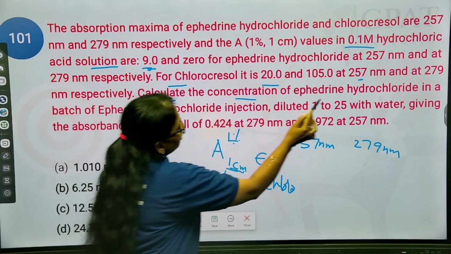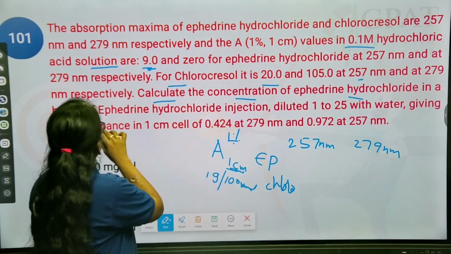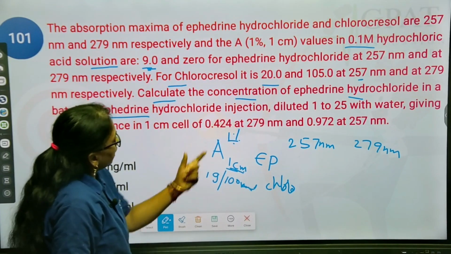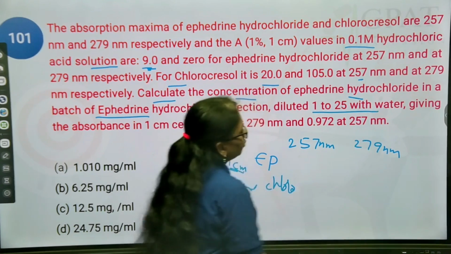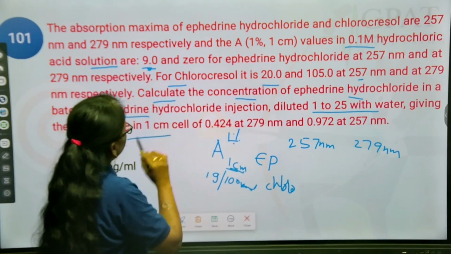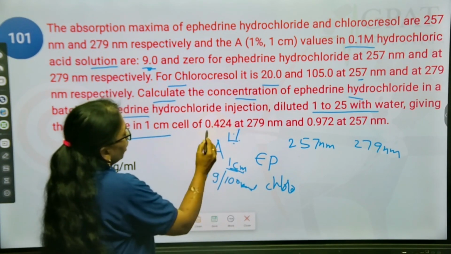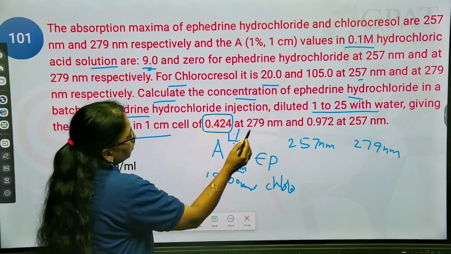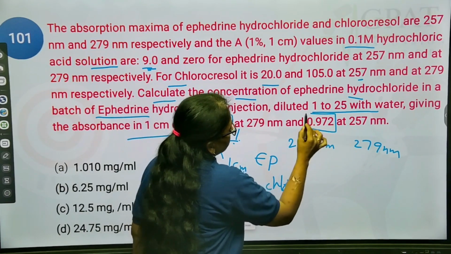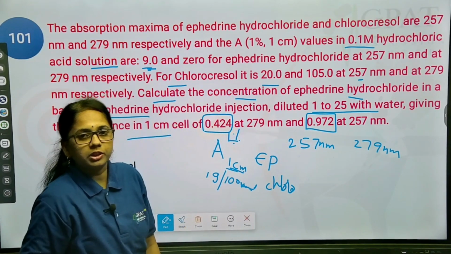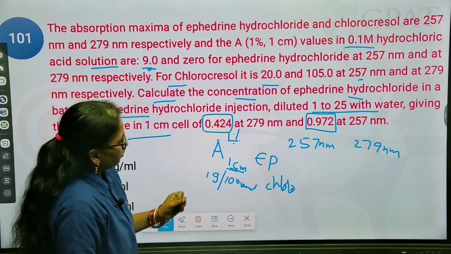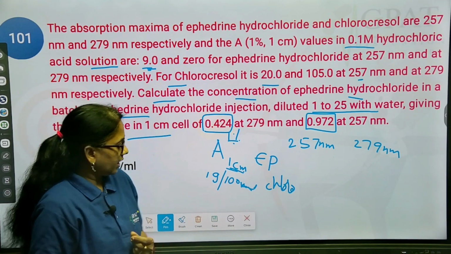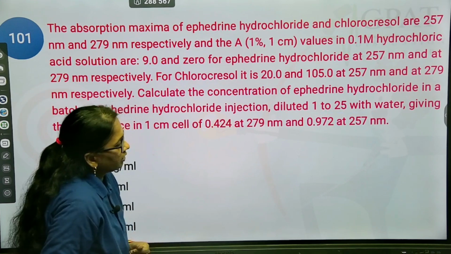Calculate the concentration of the ephedrine hydrochloride in the batch of ephedrine hydrochloride injection, diluted 1 to 25 with water, giving the absorbance in a 1 centimeter cell of 0.424 at 279 and 0.972 at 257 nanometers. Somewhat a typical question, which requires a little bit of calculation. Let us see how we can solve this.